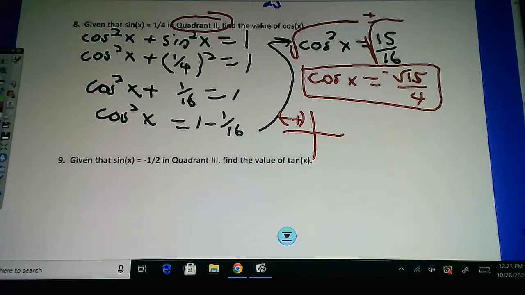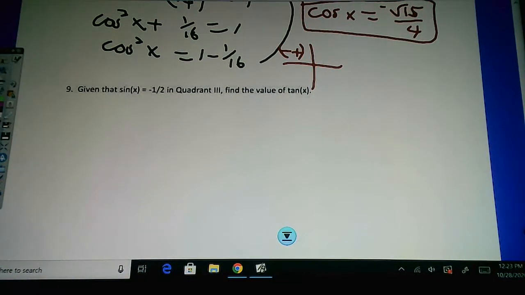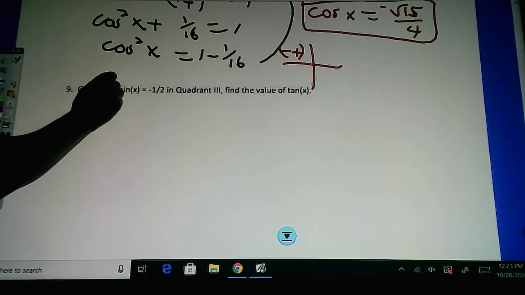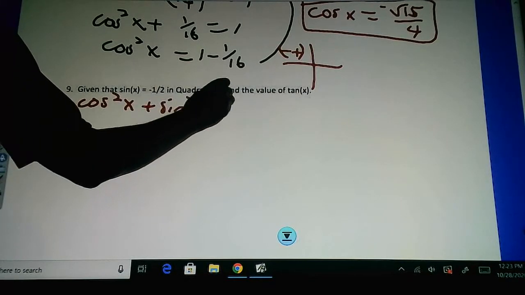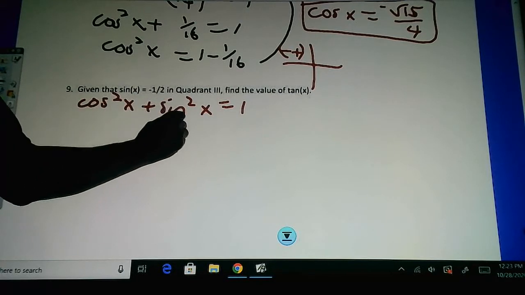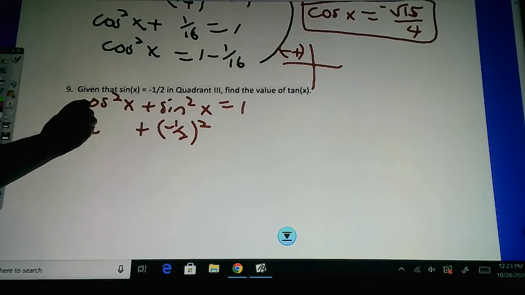All right, let's do one where we have to find the tangent, which is going to involve a little bit of extra work here. Before you can find tangent, you have to know the cosine. We know the sine, but we don't yet know the cosine. So we're going to use both rules this time, the Pythagorean rule and the tan rule. It tells us that tan is negative 1/2, but it doesn't matter if it's positive or negative, it's going to square away anyhow.